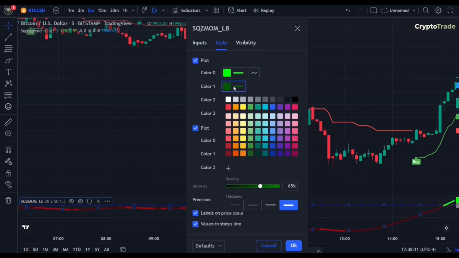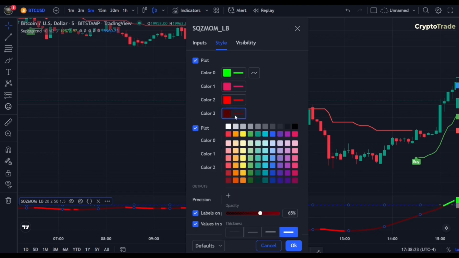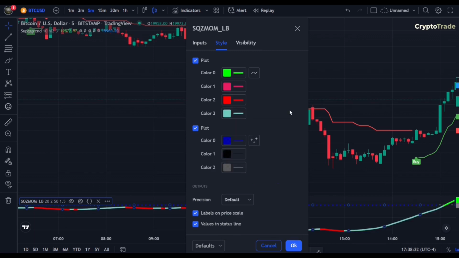In Color 1, change from green to pink and increase the opacity to 100%. In Color 2, leave it in red, just increase the opacity to 100%. In Color 3, change from red to water green and increase the opacity to 100%. Uncheck Plot checkbox. Now the setup is complete.